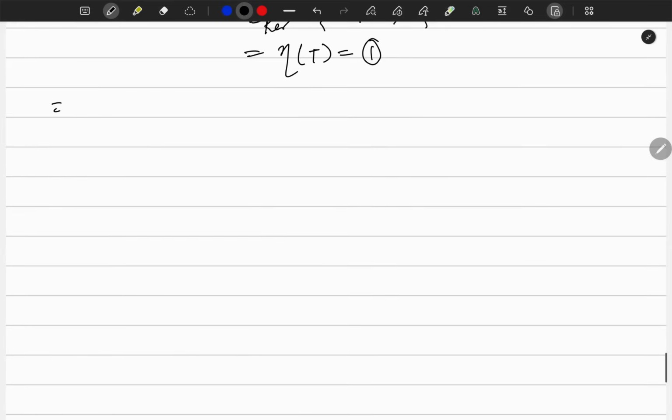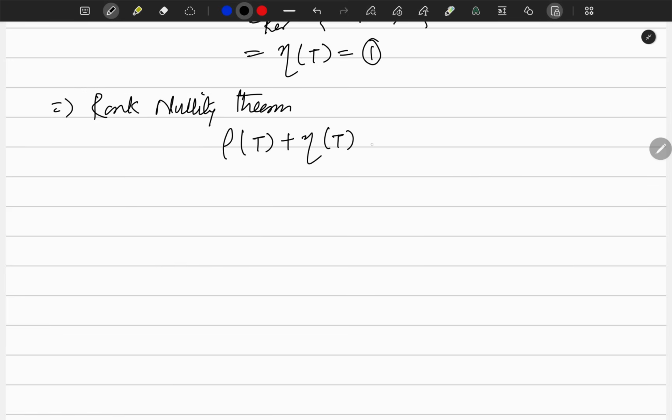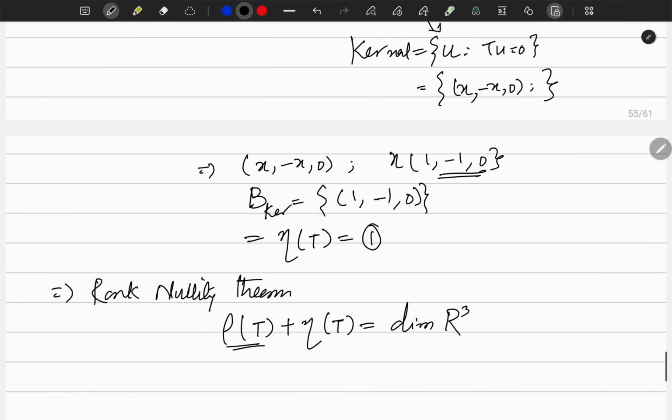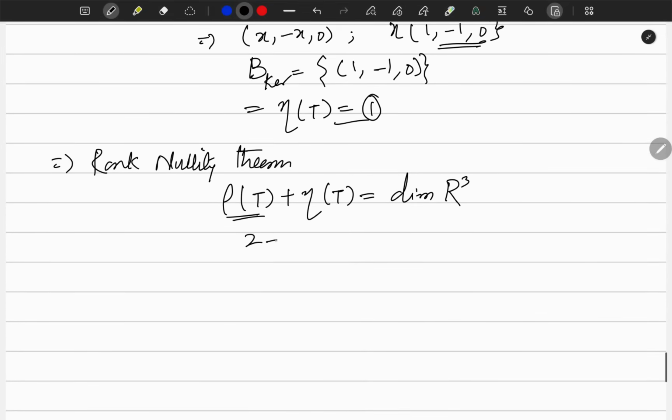So that means the rank-nullity theorem says that rank of T plus nullity of T is equal to the dimension of your vector space, that is the domain, so that is R3. So what is our rank? We have checked the rank is 2 and your nullity is 1, so 2 plus 1 should be 3. Is the dimension of R3 equal to 3? Yes, so we verified it.